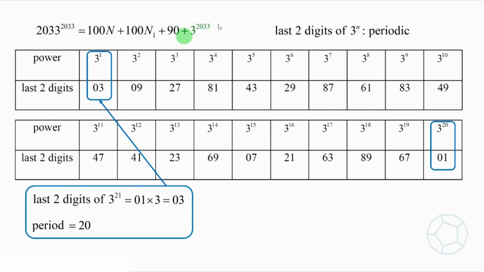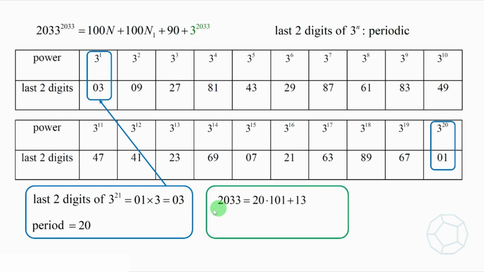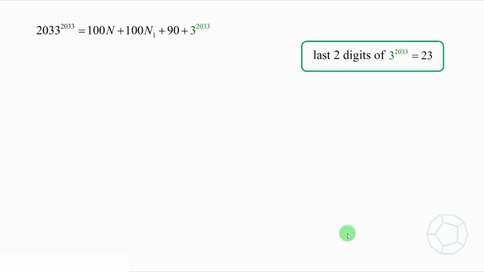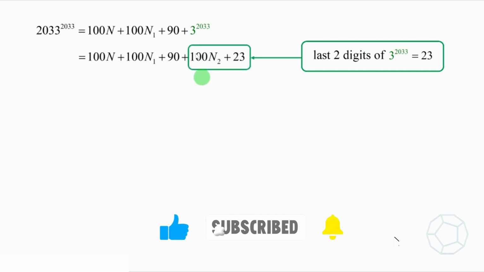Refer to the green number again. Because the power 2033 is equal to 20 times 101 plus 13, we look at the remainder 13. In the table, check out the 13th term. That means the last two digits of the green number are 23. Then, what's next? Putting everything together, the green number can be written as 100 times n2 plus 23 for some integer n2.